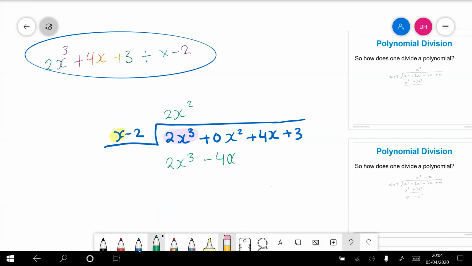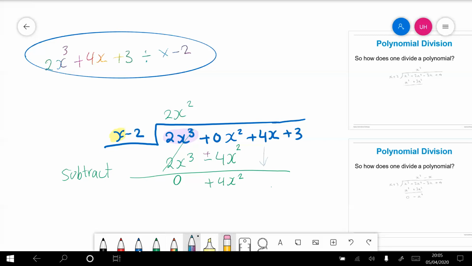So you make sure to put this minus 4x squared under the 0x squared. And then we subtract. When we subtract, these are going to become 0. And 0x squared minus 4x squared is going to be plus 4x squared, because it's minus 4, so it becomes plus 4x squared. And now we will put this term down, so it is plus 4x.